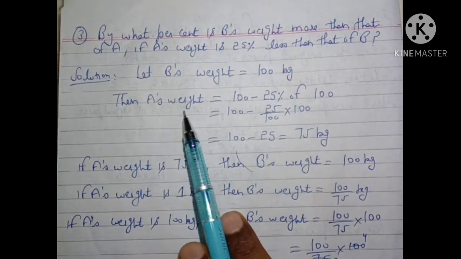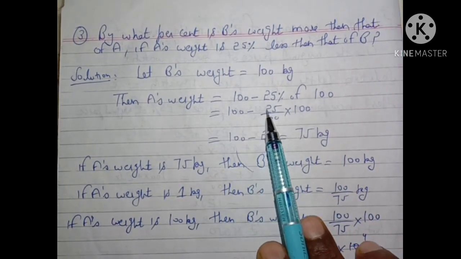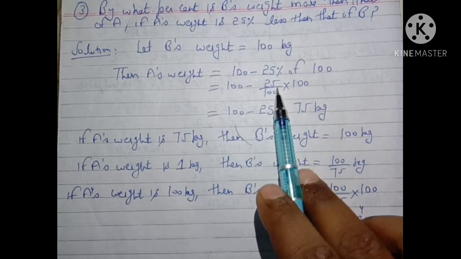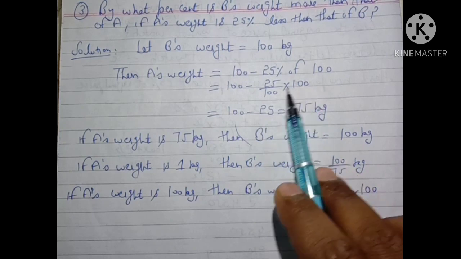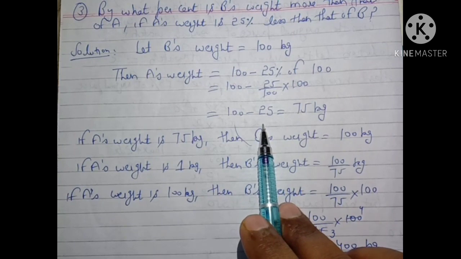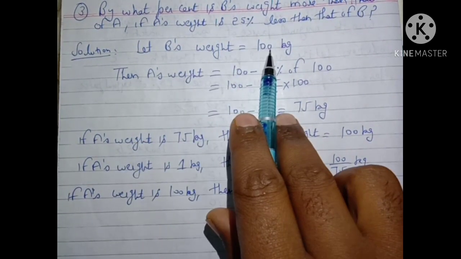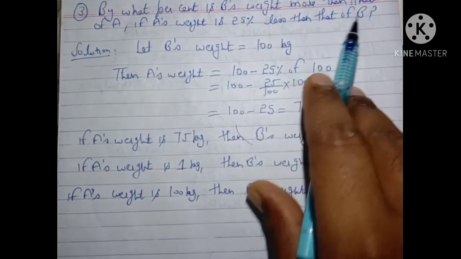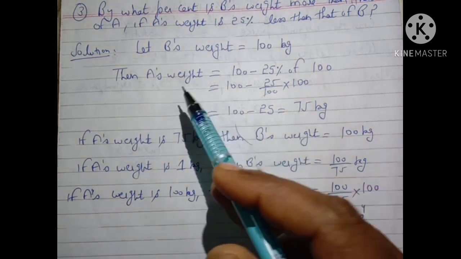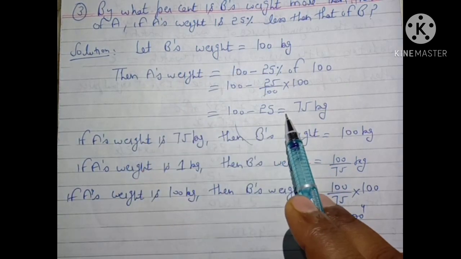You can see then A's weight is equal to 100 minus 25% of 100. So that is equal to 100 minus 25 over 100 into 100. Then you can see the 100 and this 100 are cancelled, and now 100 minus 25 becomes 75 kg. So if B's weight is 100, then A's weight, being 25% less than B's, is 75 kg. But to make the comparison between A's weight and B's weight, we again have to convert A's weight to 100 kg.